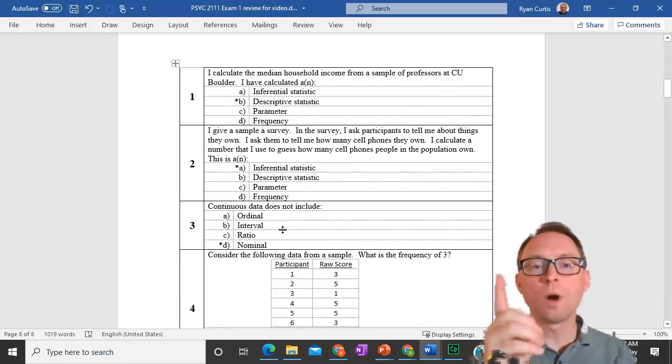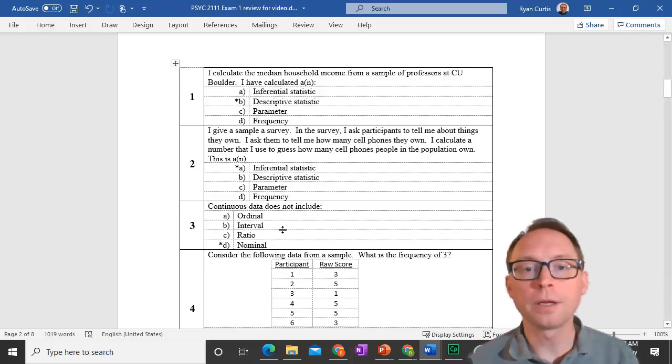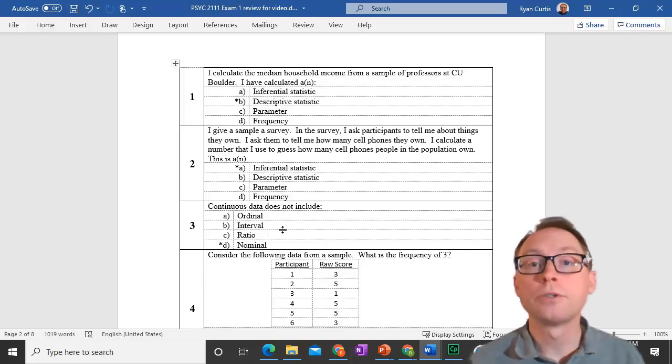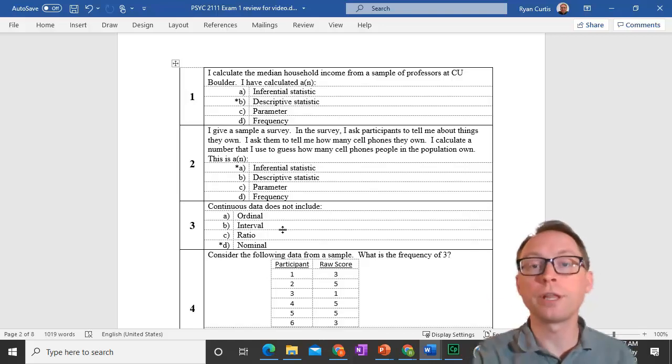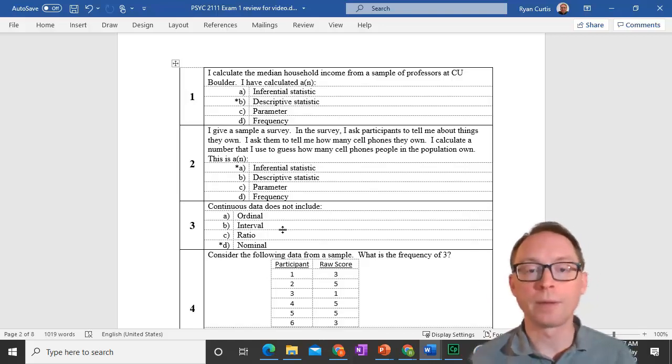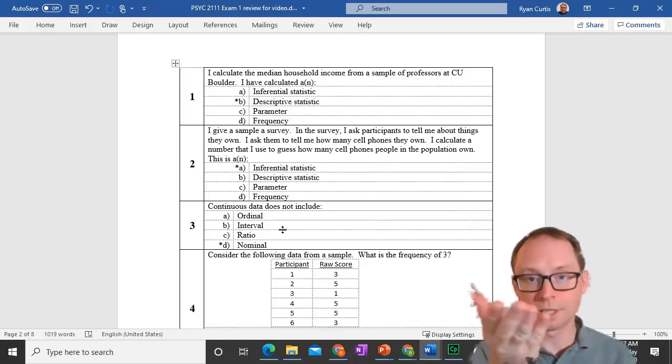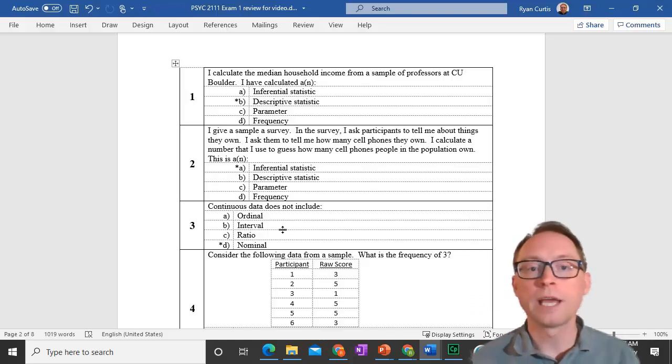So question number 1. I calculated the median household income for a sample of professors at CU Boulder. This is a descriptive statistic because it just describes what is the median of this sample. It's not being used particularly to infer anything about the population, it is just describing. It's not a parameter because parameters are only for the entire population, and it says explicitly this is a sample. And in this case, it's not a frequency because it's not how many of anything. It's just saying in this distribution, in this sample of scores, we have a median of whatever it happens to be.